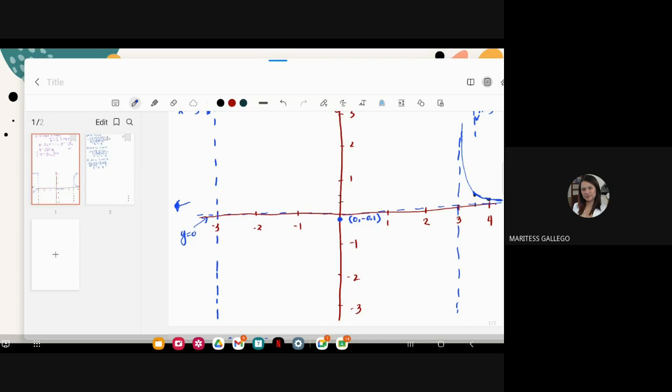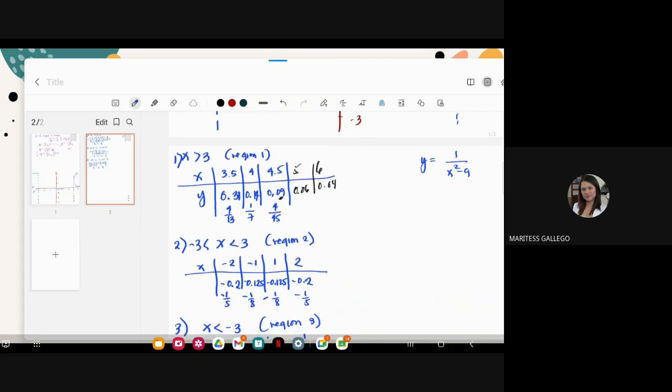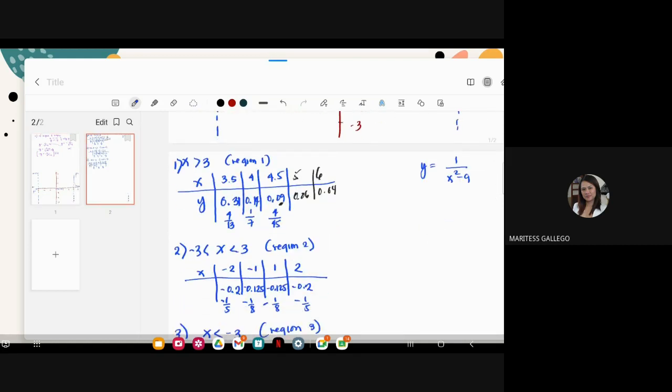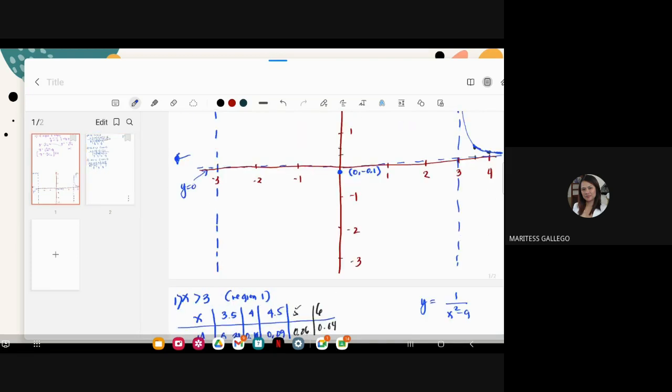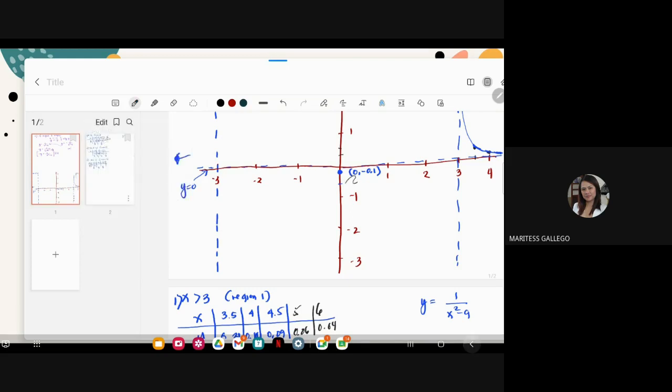Okay. So, paano naman yung ating interval na in between ito, region? Pag negative 2, okay, if x is negative 2, negative 1/5, or negative 0.2. If x is negative 2, negative 0.2. Ito yung 0.5 natin. Wala. Ito yung 0.5.